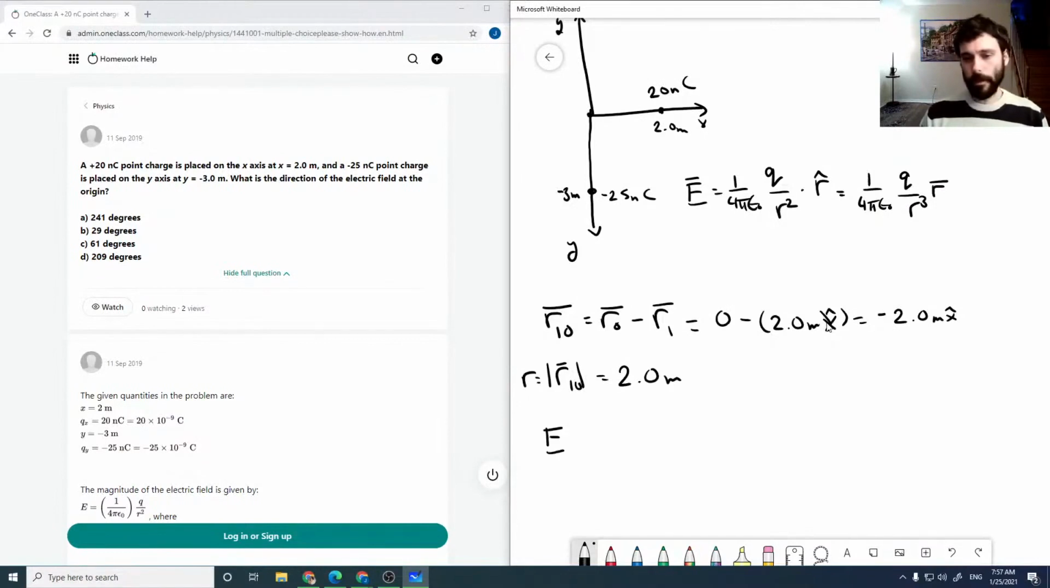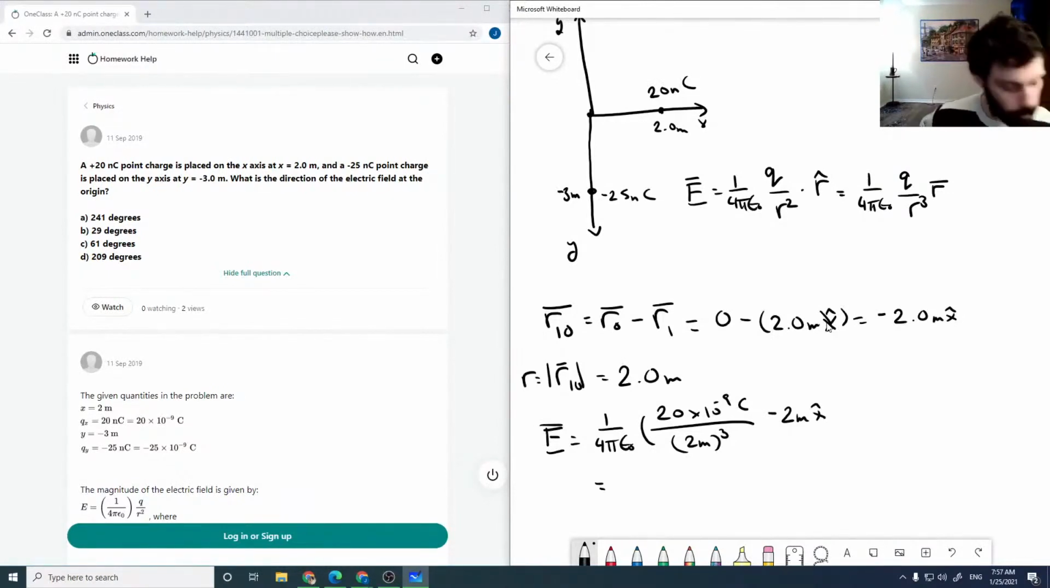So then our E field is 1 over 4 pi epsilon naught times our charge, which is 20 times 10 to the minus 9 coulombs, over our 2 meters cubed times our minus 2 meters x hat, which comes out to be minus 44.94 newtons per coulomb in the x hat direction.